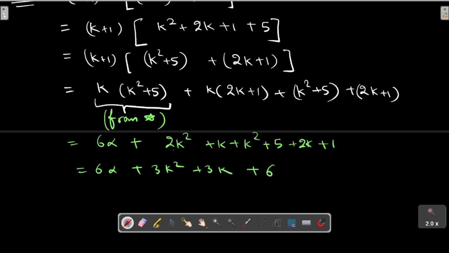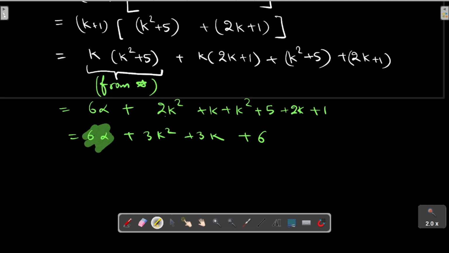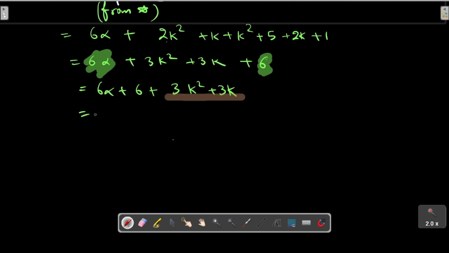So okay, this is a multiple of 6. This is a multiple of 6. Now we need to focus on this. So this will be 6. Here you have 3k square, 3k. Now from these terms, let's pull out 3 and k. Let's see what it gives us. 6 alpha plus 6, plus 3k (k plus 1). Okay. Now just notice these are two consecutive terms, and we know this fact that the product of two consecutive terms is always even, or is divisible by 2.